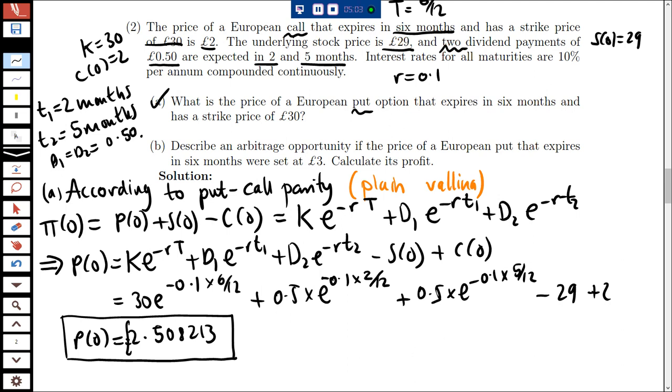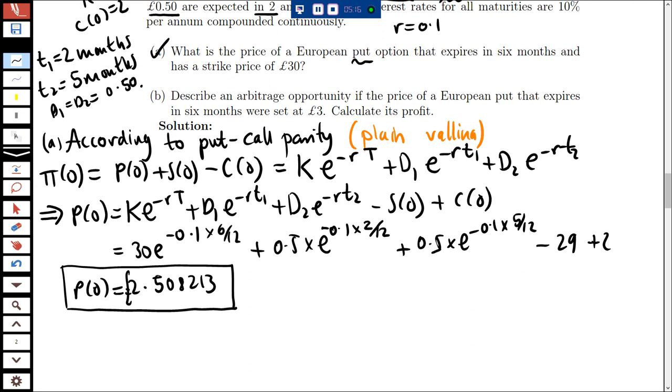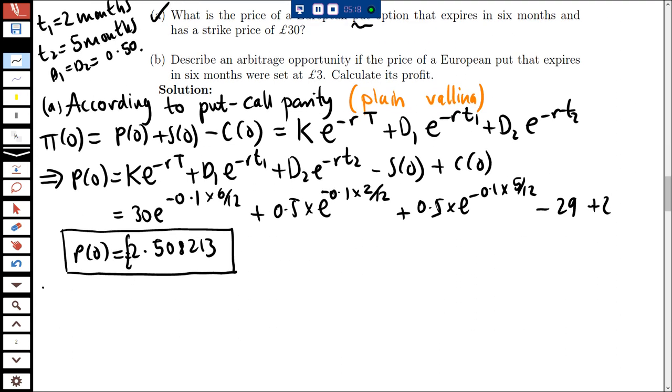Describe an arbitrage opportunity if the price of a put that expires in 6 months, so fits into the above picture, were £3. Calculate its profit. Okay, so the put now, let's suppose, is selling for £3. What should we do? Well, we've just calculated the theoretical value, about £2.51, and the market value is £3. So it is expensive and we want to short it.